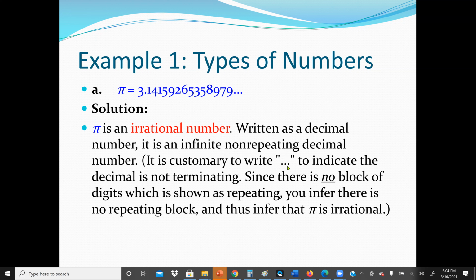Normally the three periods that we wrote after the last decimal digit indicate the decimal is not terminated, so it's infinite. Also, since there's no block of digits shown as repeating, we can infer there is no repeating block, and thus pi is an irrational number. The key point is that the decimal value of pi is a non-repeating infinite number.